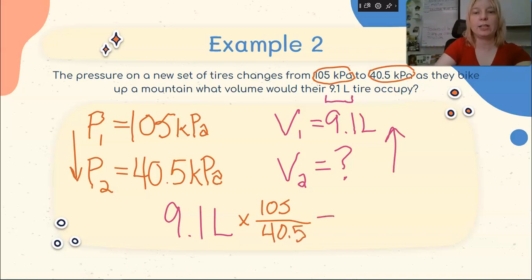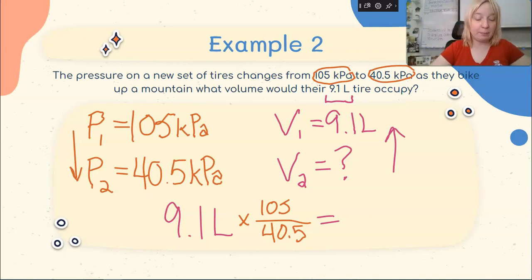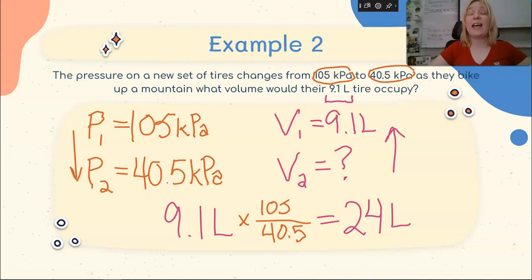Run this through my calculator, and I take 9.1 times 105, so I multiply by the number on top, and then I divide by the number on the bottom, which in this case is 40.5, and I get an answer of 23.59259. But I need to look at significant figures. I have 3 significant figures in both pressures, but only 2 in my initial volume, so I should only have 2 in my final volume. Rounding up, I get 24 liters. And that is how we solve problems relating pressure and volume.